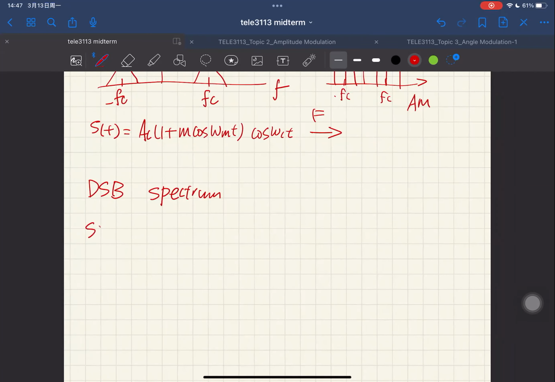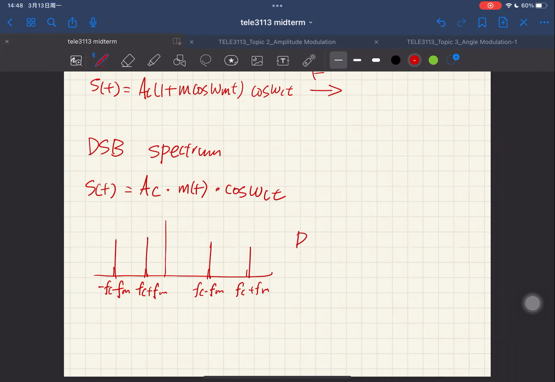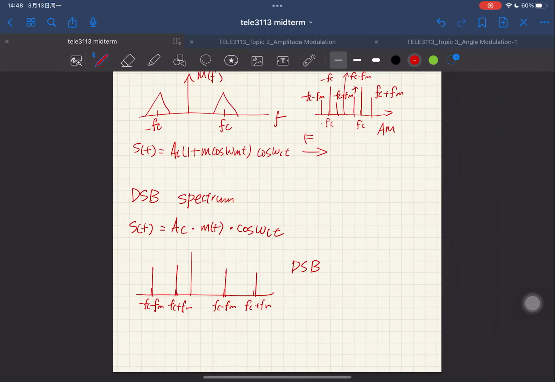And the S(t) will look like A_C times m(t), and times your cos omega_C t. And your spectrum is gonna just look like negative FC plus minus FM and FC minus FM and FC plus FM. So this is what your DSB spectrum looks like.